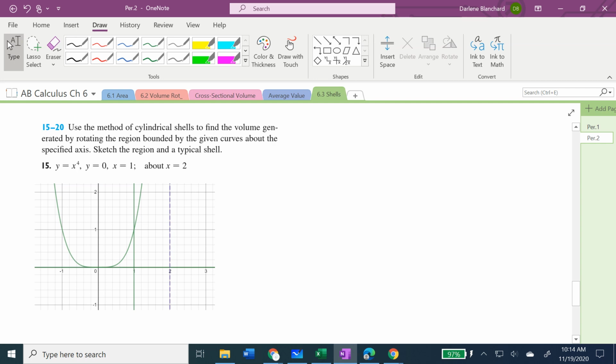With this problem, it says that we are using the region bounded by y equals x to the fourth, y equals 0, and x equals 1. So you can see that along here, y equals 0, y equals 1 gives us this region. And we are rotating it about x equals 2. So now when I draw my rectangle, I want to draw it parallel to the axis of rotation. And I'm going to get some of this excess out.